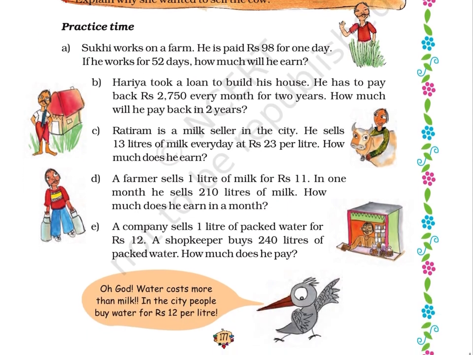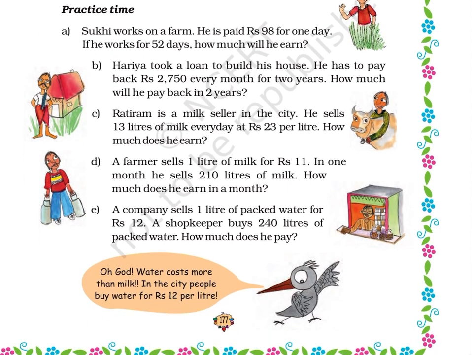C. Ratiram is a milk seller in the city. He sells 13 liters of milk every day at rupees 23 per liter. How much does he earn? D. A farmer sells 1 liter of milk for rupees 11. In 1 month he sells 210 liters of milk. How much does he earn in a month? E. A company sells 1 liter of packed water for rupees 12. A shopkeeper buys 240 liters of packed water. How much does he pay?